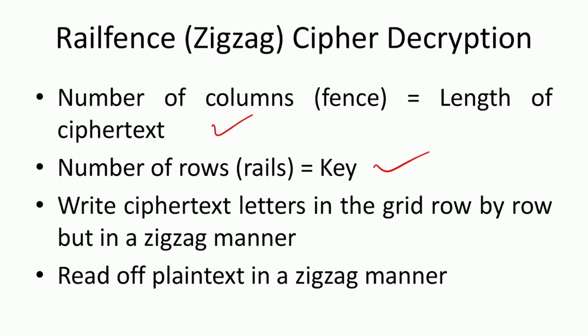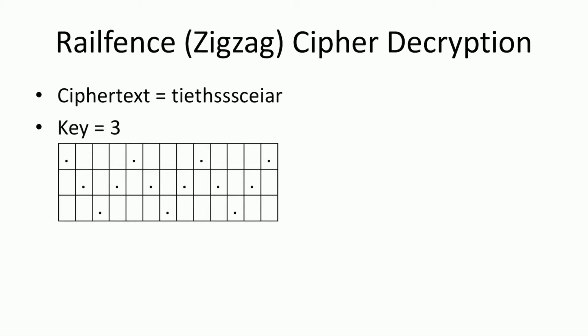And then we start writing the ciphertext letters in the grid by filling it row by row, as opposed to in the encryption process where we were writing it in a zigzag manner. However, here also we will still ensure that we maintain the zigzag pattern. And then once we have written all the ciphertext down, we will read off the plain text in a zigzag manner. So let's use the ciphertext from the previous example, which is this one. And so we will use the same key, which is 3.